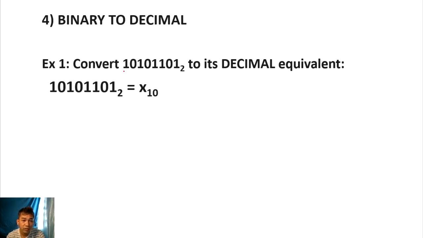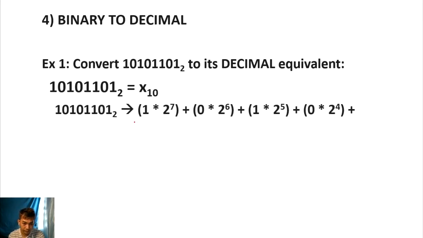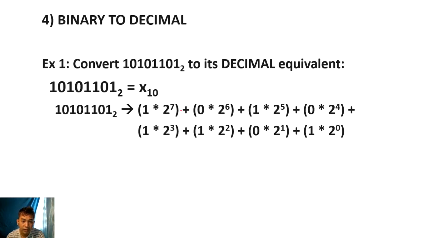So i-convert natin 10101101 base 2 to its decimal equivalent. So you have to identify first its weight and then multiply it by its digit. So first we have here 1, tapos 0 1 0 1 1 0 1.